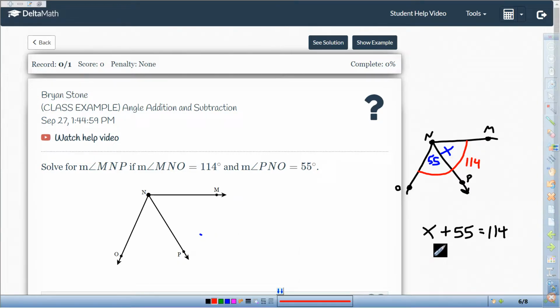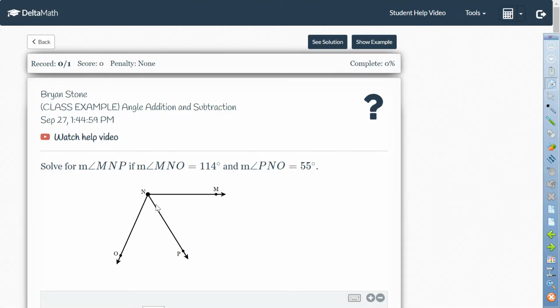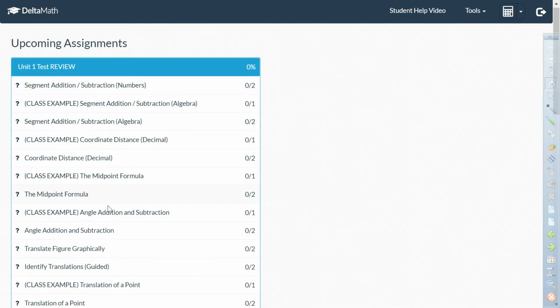And then from here, just solving for x, getting rid of 55 by subtracting. So I'm just grabbing my calculator, 114 minus 55. Looks like we're getting that x equals 59. Okay, cool. So again, go ahead and pause the video, try out some examples on this. All right, let's keep moving. So let's see, angles, we got that.